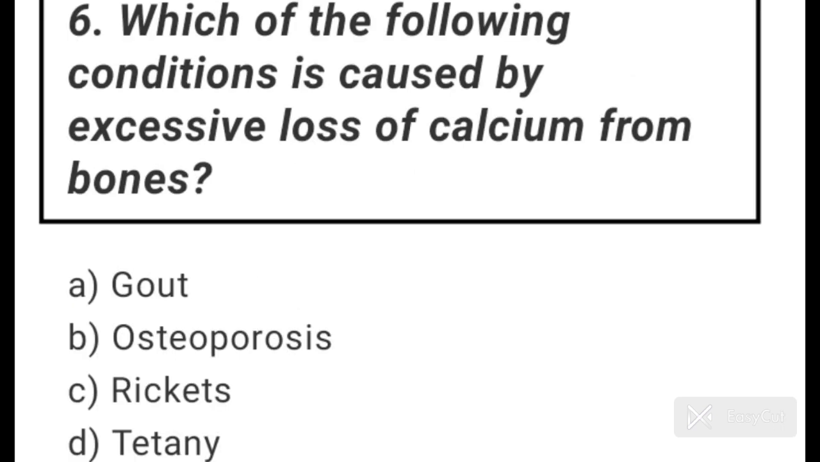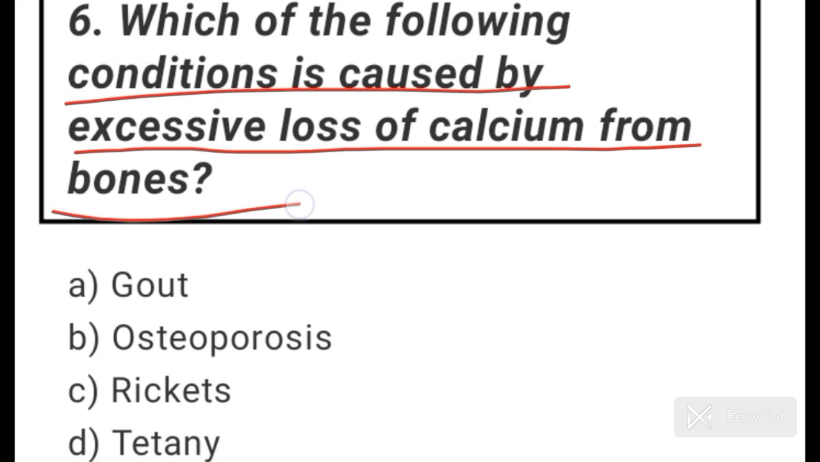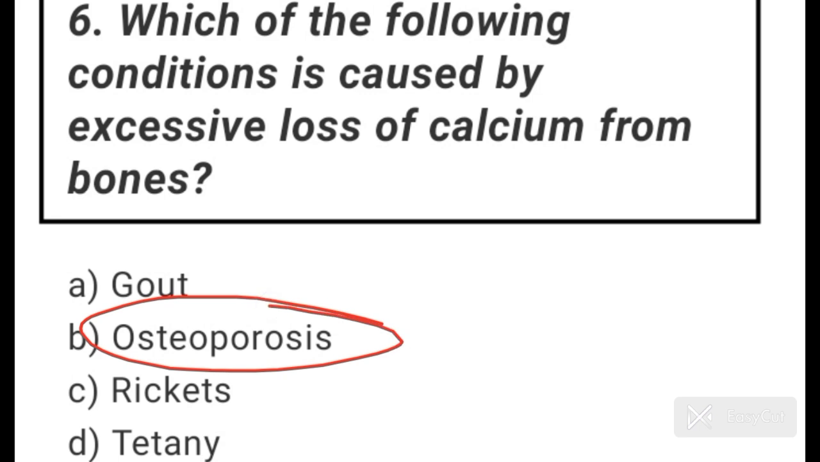Question number 6. Which of the following conditions is caused by excessive loss of calcium from bones? Option B is correct here. Osteoporosis is the condition characterized by excessive loss of calcium from bones.